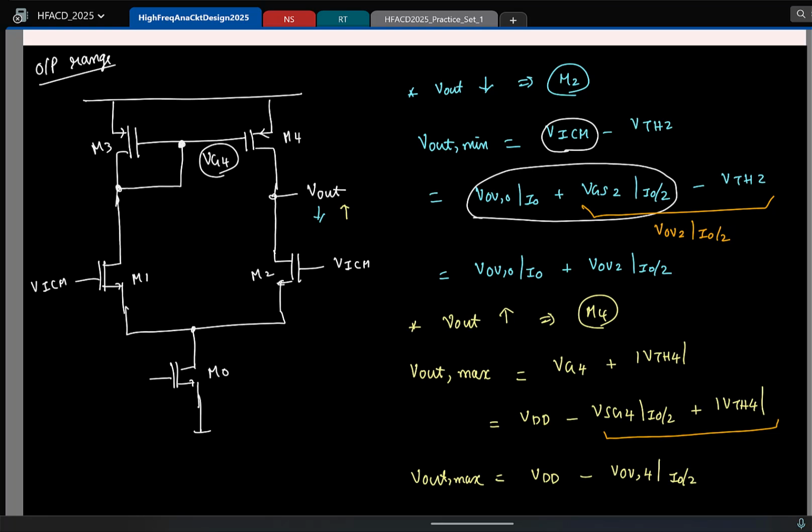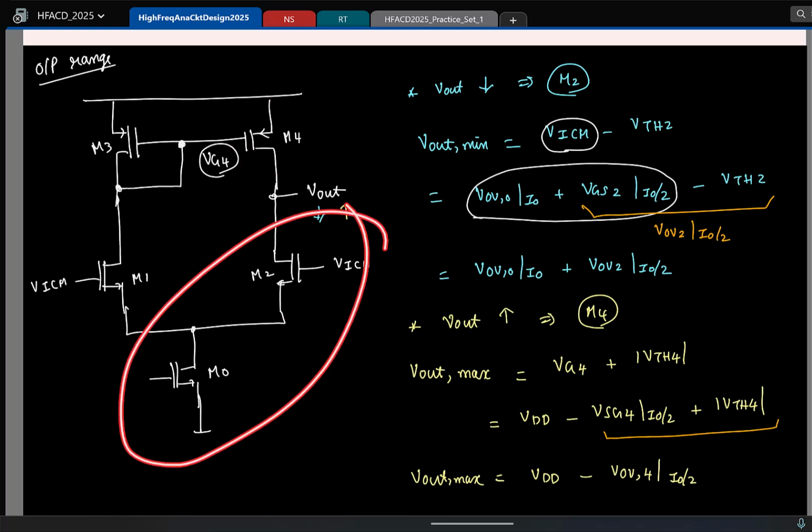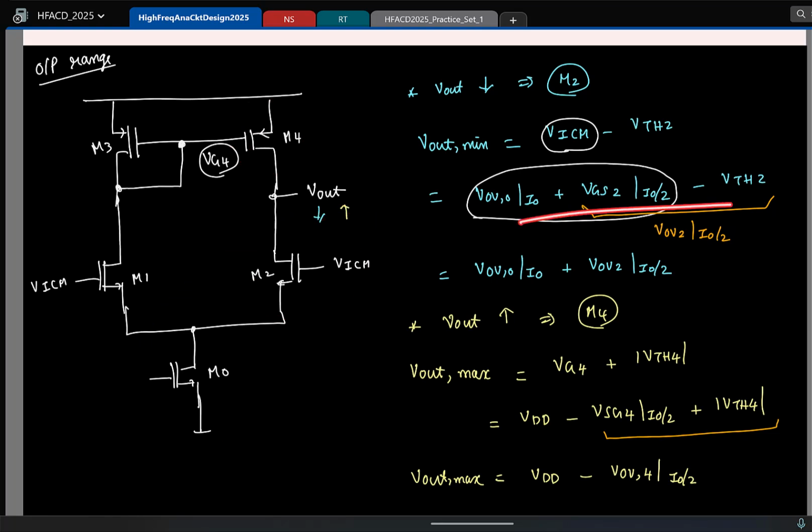So now we can clearly see, right, at the maximum I am off by only 1 overdrive voltage, but at the lower end I need to have 2 overdrive voltages. Okay, so this is not a great thing. So in general, if you want to have the maximum swings, it is desirable to have one NMOS and one PMOS and one NMOS. That's it. So here you have 2 NMOSes, so that way you are kind of limited.